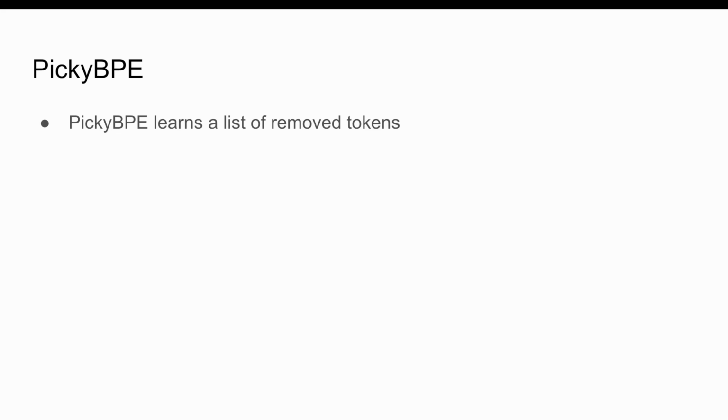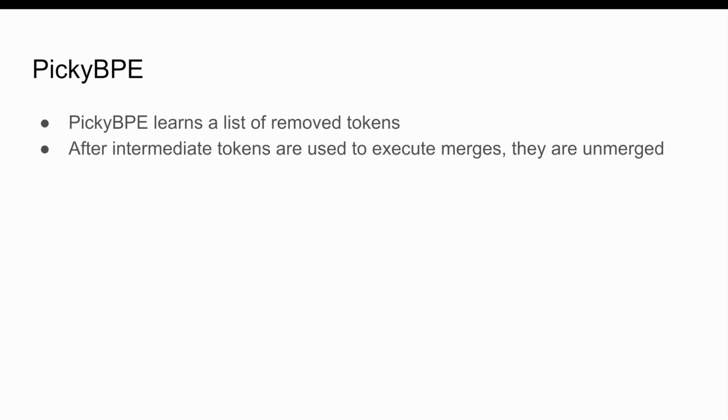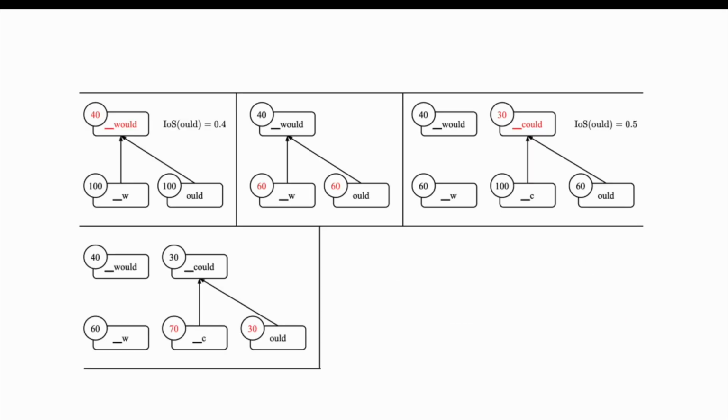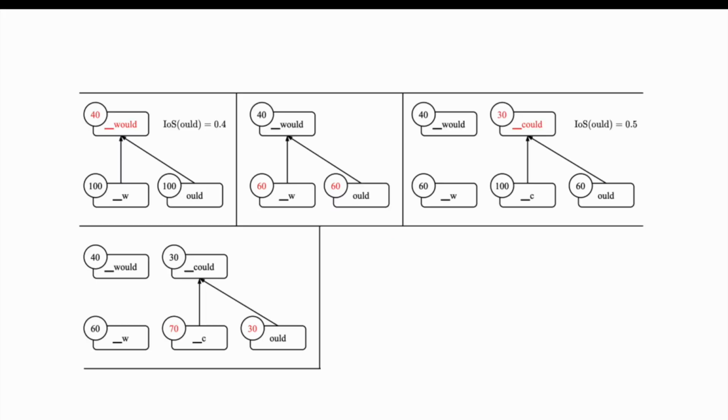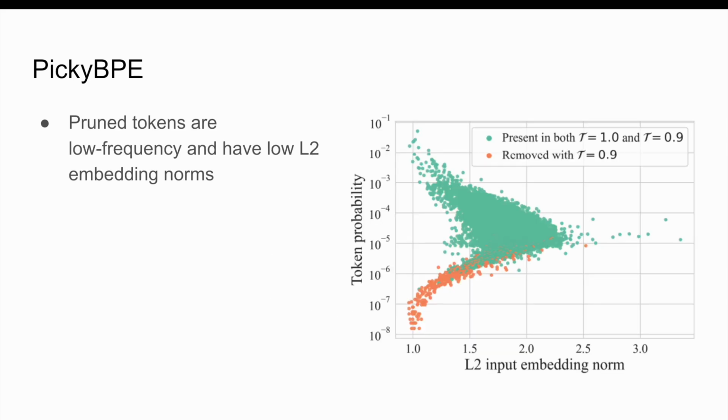And the way we actually operationalize this is that we learn an additional list of tokens that we're removing, but we don't actually take them out of the vocabulary. We use them to execute the merges, and then if they are still there in the final tokenized text, they're unmerged into their composite tokens. So if you got Entucky in the final tokenized text, it would be broken down into ent and ucky.